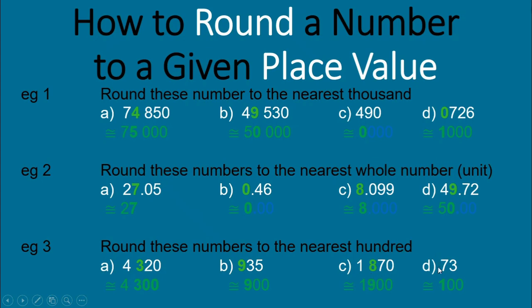And question D, there was no digit in the hundreds position, so that was 0 in the hundreds position. But 0 with a 7 next to it will round up to make that 1, so that is 100. That brings us to the end of this introductory lesson to rounding to place value.